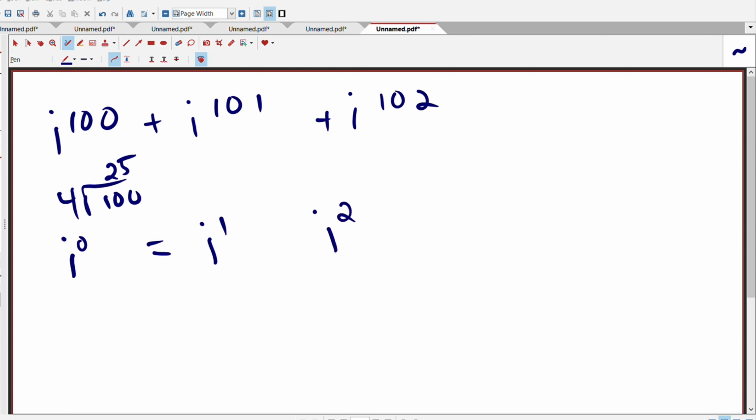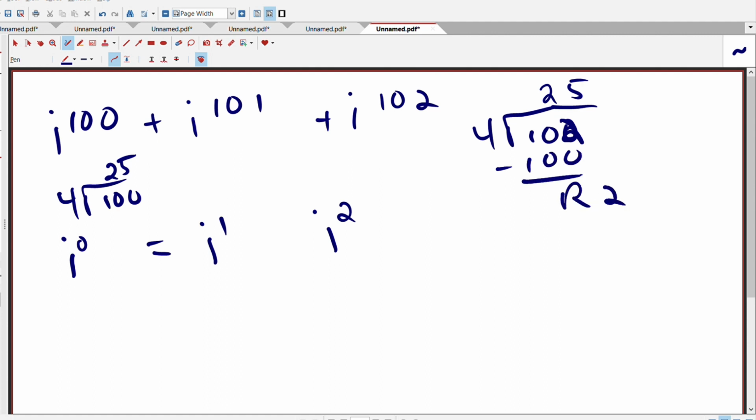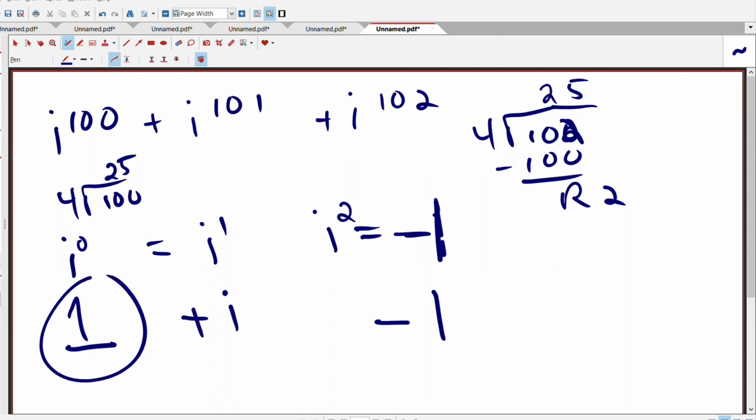Or you could just, I'll do this one on the side. 4 times 25 is 100, but we have 102 here. And the remainder is 2, just like I said. This one you have to have memorized. It's negative 1. Anything to the first power is itself. So you have a 1 and a negative 1. And then you have an i. And these two cancel. So the final answer to this would be just i.